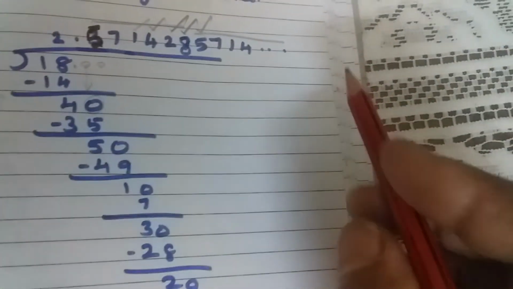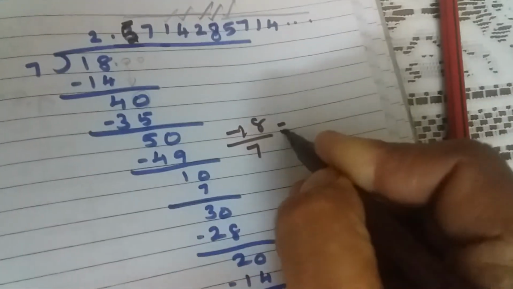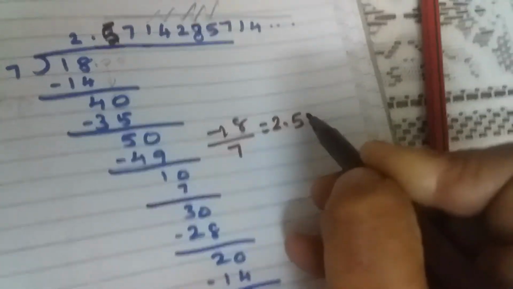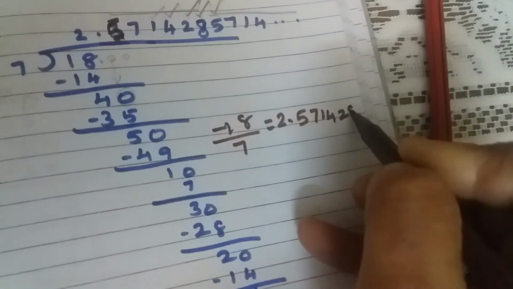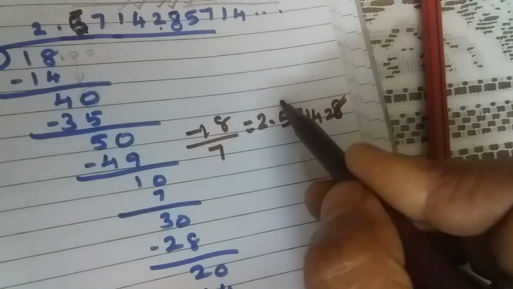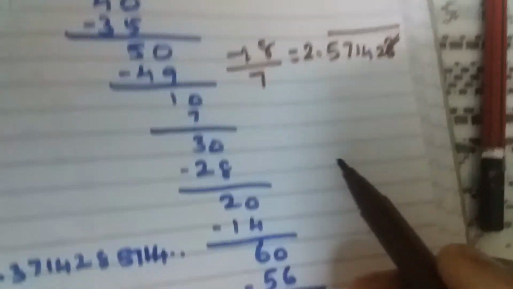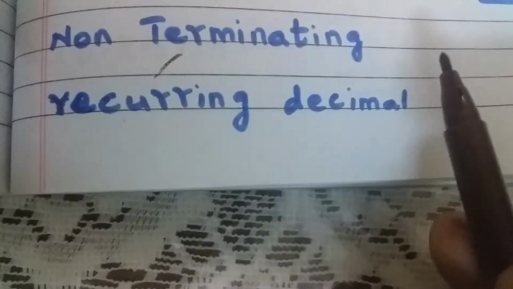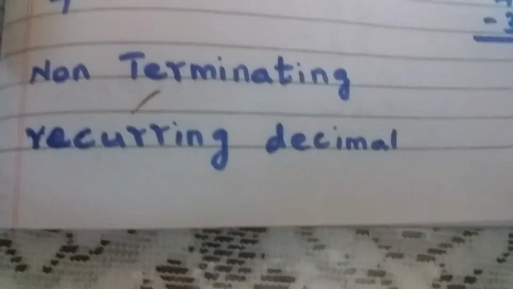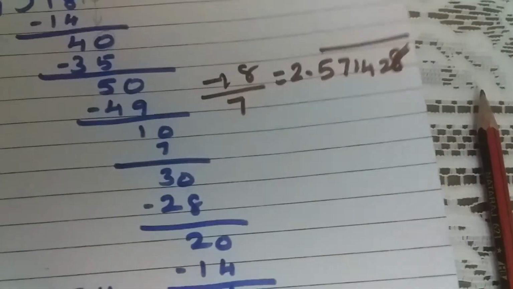It has no end. So minus 18 by 7 is a non-terminating decimal, and the decimal form is 2.571428, 571428, 571428. It goes on and on. So just put a bar. That means these digits are repeating. So it is a non-terminating repeating decimal. Non-terminating recurring means the same digits are coming again and again. So minus 18 by 7 is 2.571428 with a bar, a non-terminating decimal.